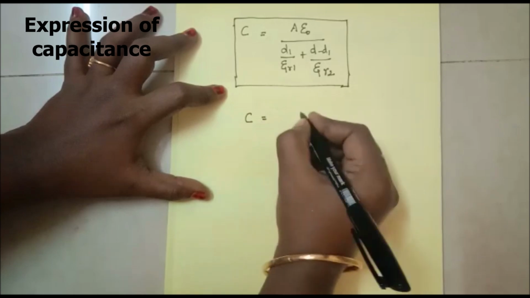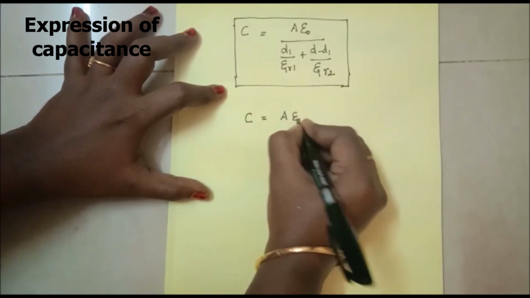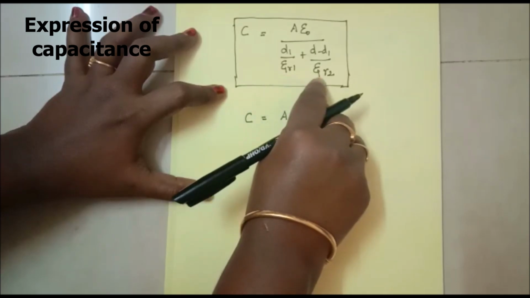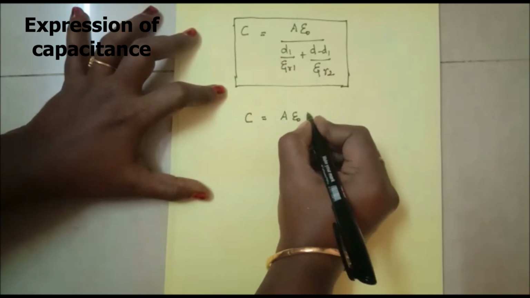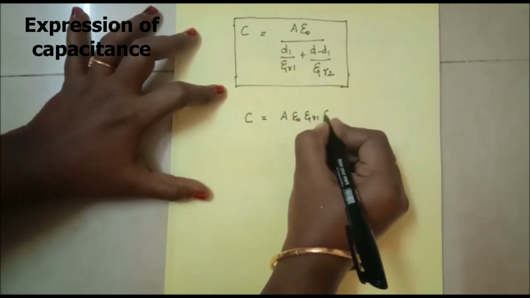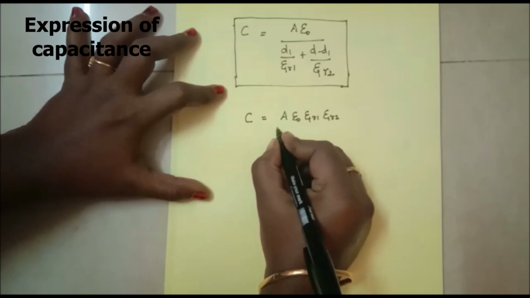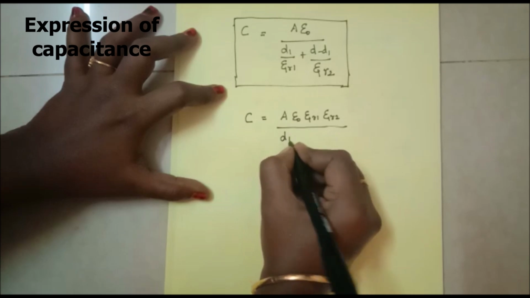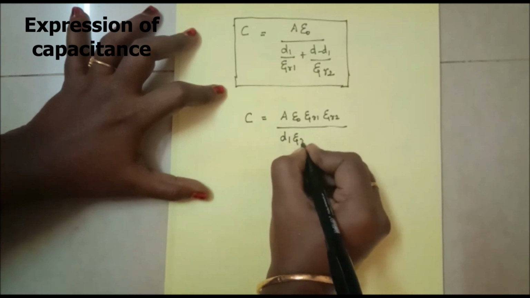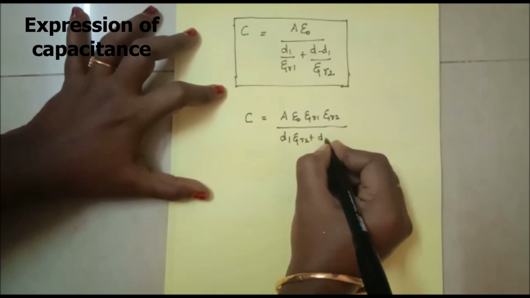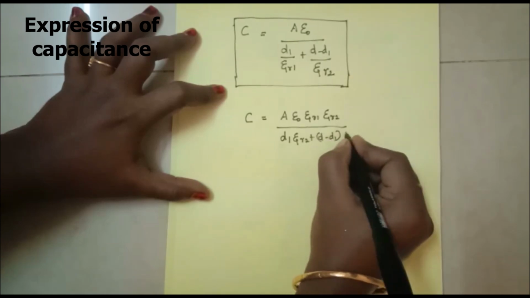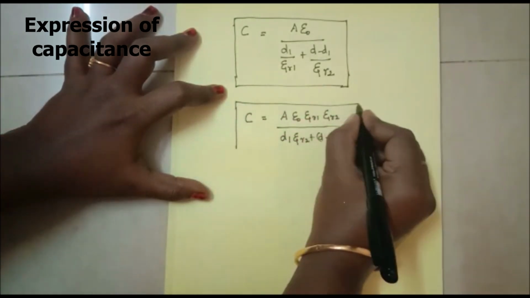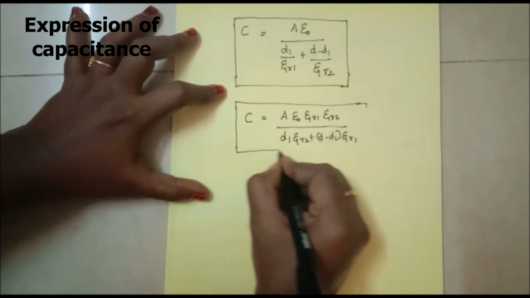C is equal to A epsilon naught. Here you can take the LCM for this expression, epsilon r1 into epsilon r2. This can be taken in the numerator. So epsilon r1 into epsilon r2. The denominator will be written like this. This is the easiest form of capacitance, where d1 into epsilon r2 plus d minus d1 into epsilon r1. This is another simplest form of the expression for capacitance.